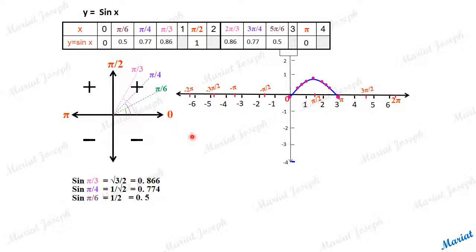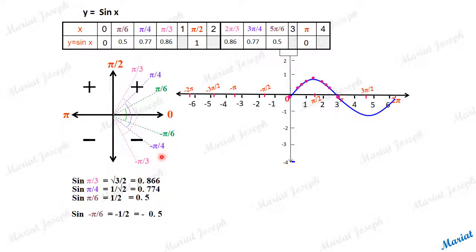So the three angles in this quadrant that we are familiar with are minus pi by 6, minus pi by 4, minus pi by 3. What will be their trigonometric values, sine values? In the fourth quadrant, sine value should be negative. So sine of minus pi by 6 is minus sine pi by 6, so minus half, minus 0.5. So we will plot it, minus half. The point will come here.